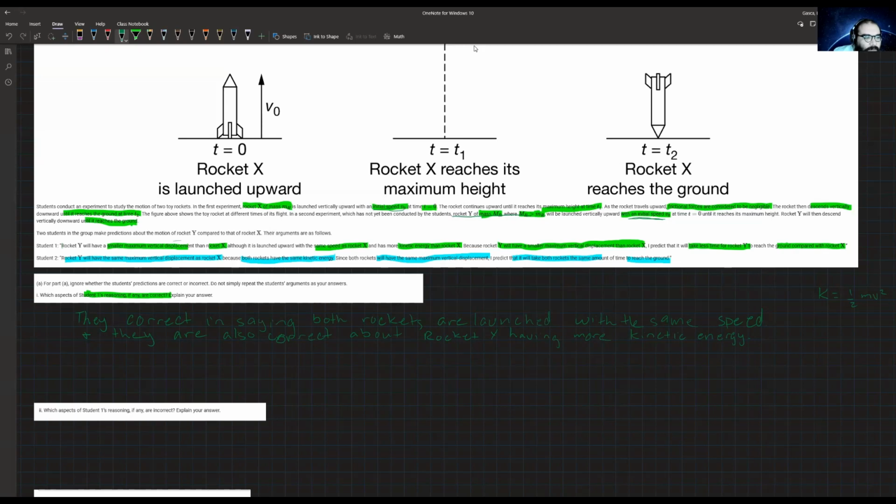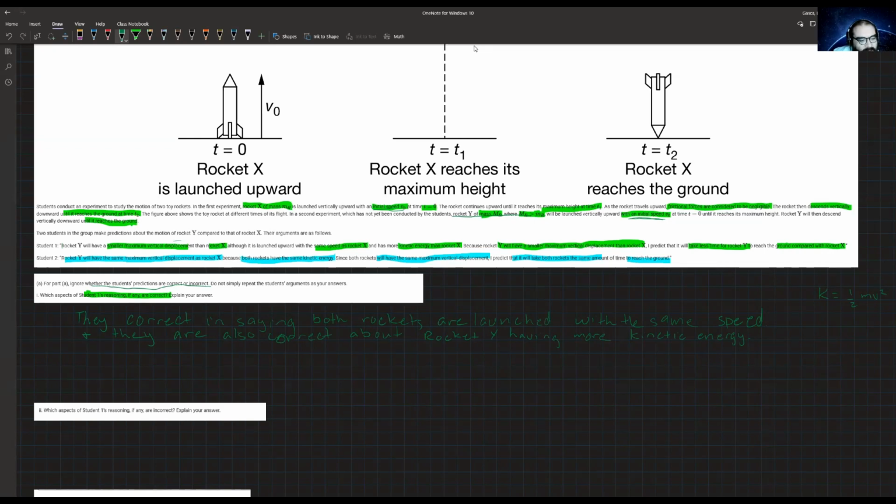And then we also ignore, let's see here, and ignore whether the student's predictions are correct or incorrect. So we won't worry about this other part at the end, that it will take less time for Y to reach the ground compared to rocket X. Any questions? And if not, we'll go ahead and type them in the chat. I have the menu open, but we're going to go ahead and look at section 2 now.